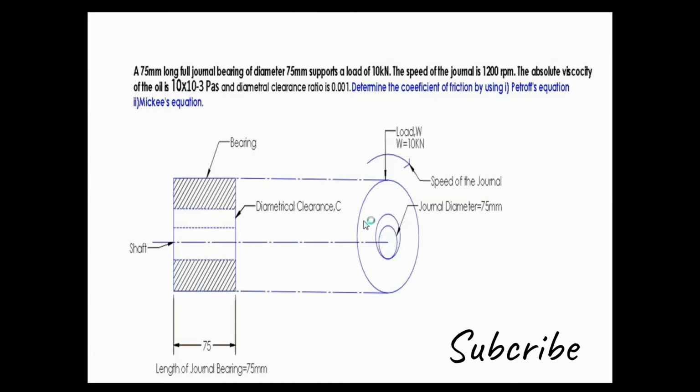So this is a shaft and this is a bearing. Outside is a bearing. In between the shaft and a bearing we have a space, and that gap will be filled by the lubricating oil, and the lubricating oil viscosity is given to be 10 into 10 to the power of minus 3, and the diameter clearance ratio is 0.001. So that means this is a shaft and this is a bearing. The space or the gap that you can find in between shaft and bearing surface is called a diameter clearance. Next, we have to find out the coefficient of friction by two methods. So first we'll note down the given things and we will solve this problem using Petrov and Mackey equations.